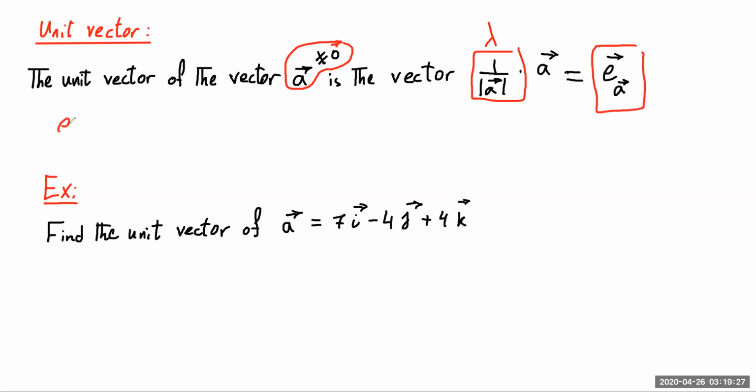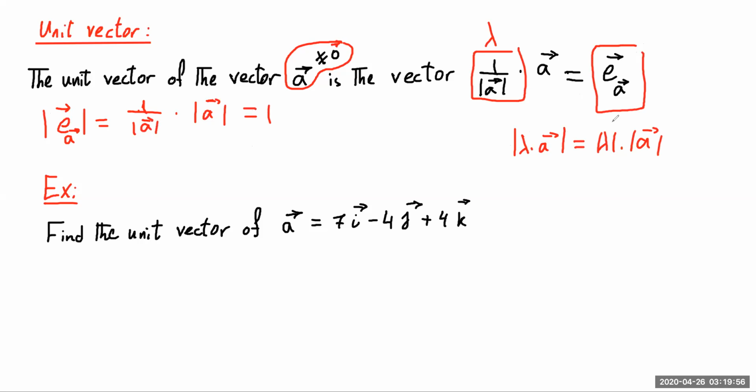So what is the length of this vector? Remember that we have the property that the length of lambda A equals the absolute value of lambda times the length of A. So it will be the absolute value of 1 over length A, it's 1 over length A because this is positive, times length A. So the final answer is 1. So this is a vector of length 1.